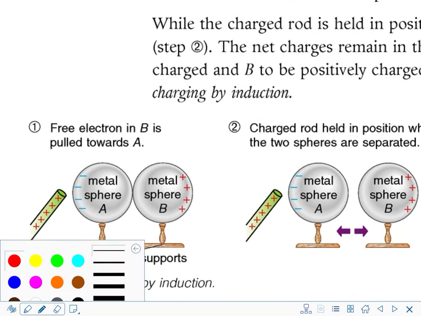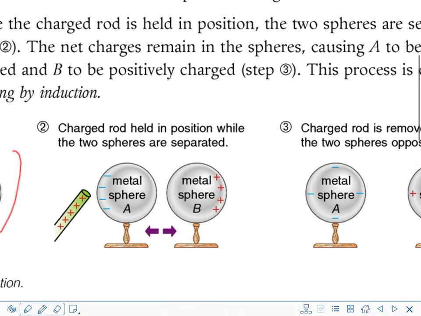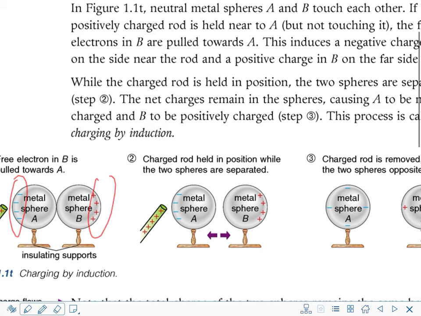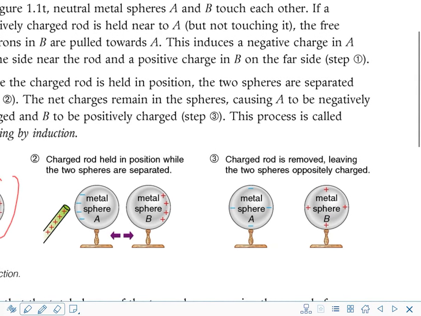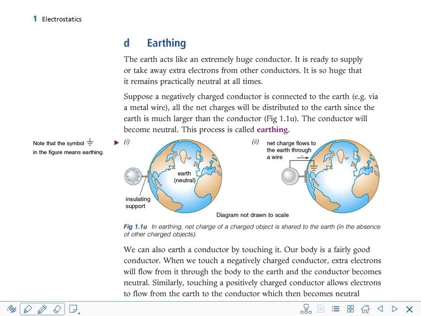Charge by induction. If the rod is positively charged, we can find a negative induced charge closer to the rod, and positive induced charge away from the rod. You see there is no earthing here. So if we move away the rod, and move away these two spheres, one will become negatively charged and the other will be positively charged.